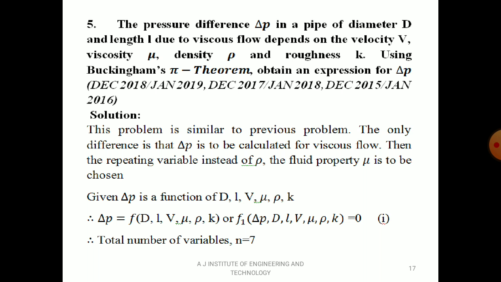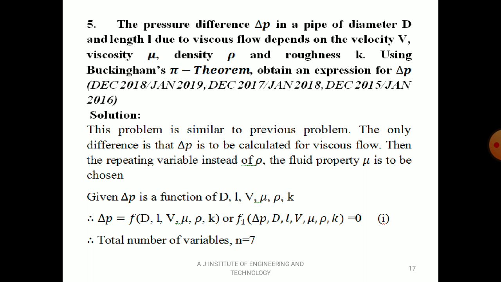So this problem is similar to the previous problem. The only difference is that delta P is to be calculated for viscous flow, because we calculated the previous problem for turbulent flow. So here we have to calculate for viscous flow. Then the repeating variable, instead of rho, the fluid property mu is to be chosen.